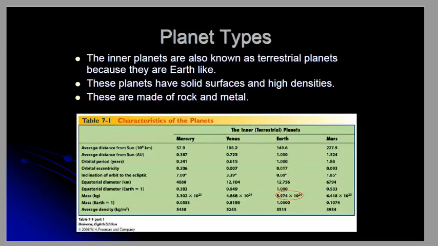When we look at the terrestrial or rocky planets, Earth is the most massive, right? 5.9 times 10 to the 24th kilograms. All of these have solid surfaces. They all have rock and metal. They're all pretty comparable in terms of what they're made of, for the most part.